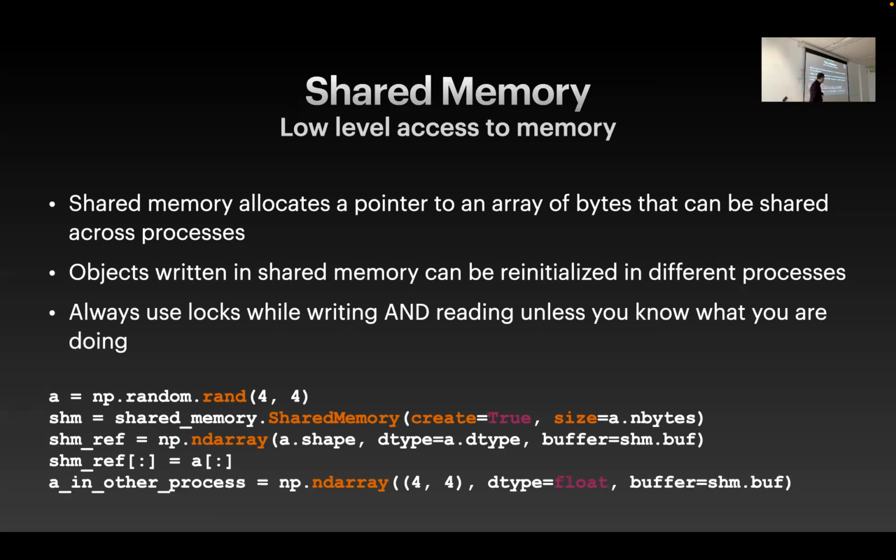You just use an array constructor to read the object from that buffer, right? So now you have one NumPy array in your main process, and one NumPy array in the second process that point to the same memory. So when you change a byte in here, it will instantaneously be changed also in here, right?